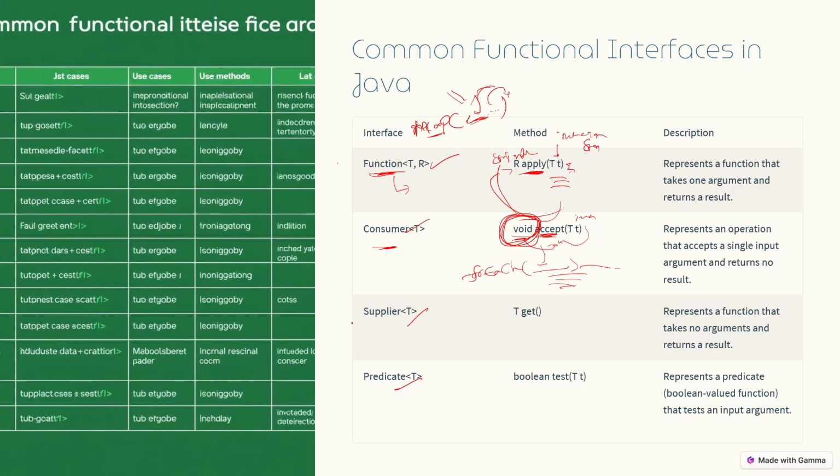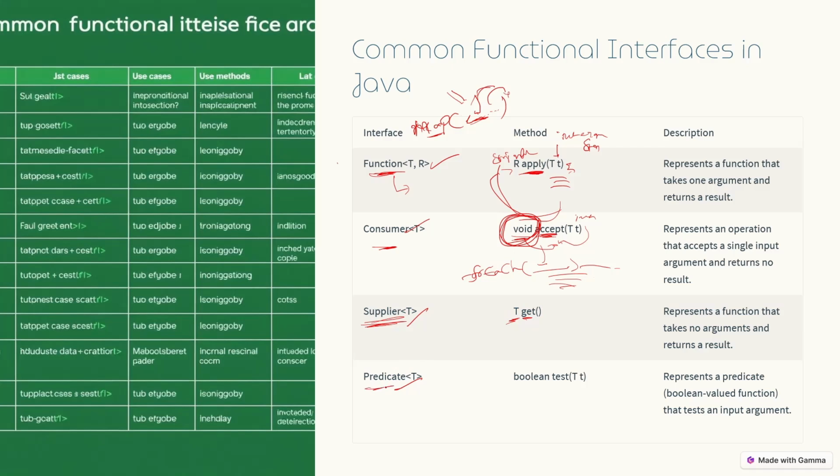Okay, next one is Supplier. Supplier has a get method. It will do its work and return the element in the form of T, which means template, like integer, string, whatever we are sending, the same thing.